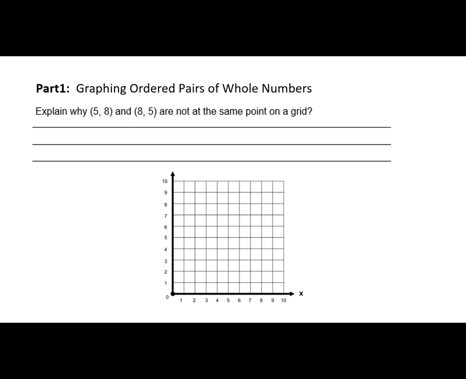Explain why 5, 8 and 8, 5 are not the same point on the grid. Well, in this case, we know if we start at the origin, which is right here, and we travel 5 on the x-axis and 8 on the y-axis, we get a point here. This represents 5, 8. On the other hand, if I travel 8 on the x-axis and 5 on the y-axis, I get 8, 5. Why not the same points?